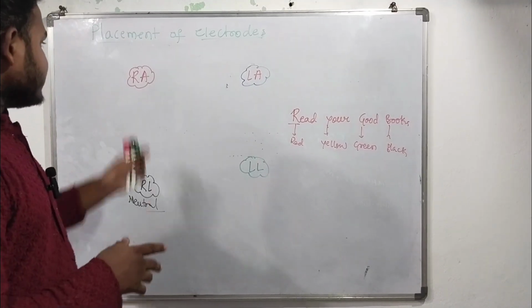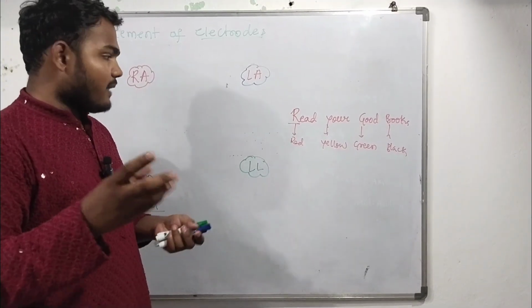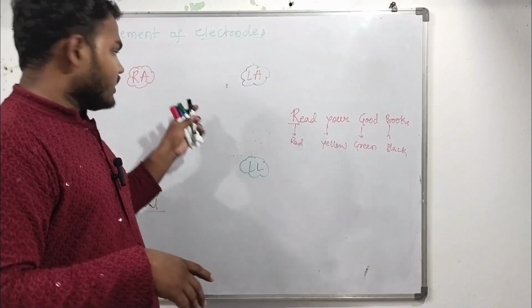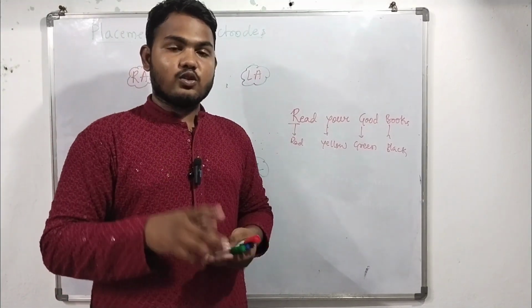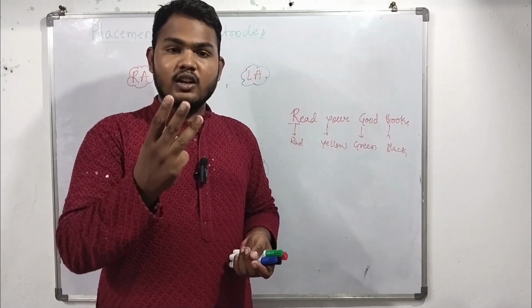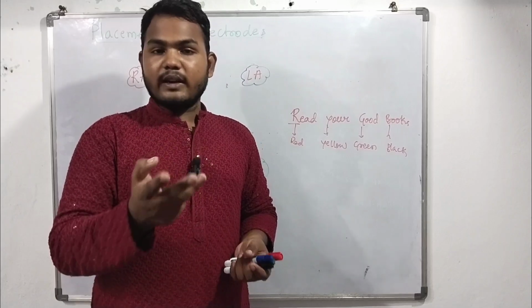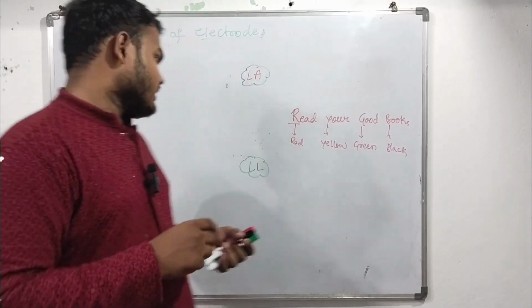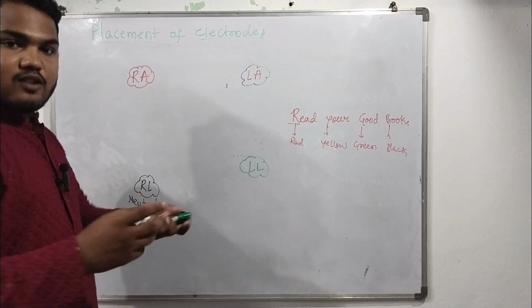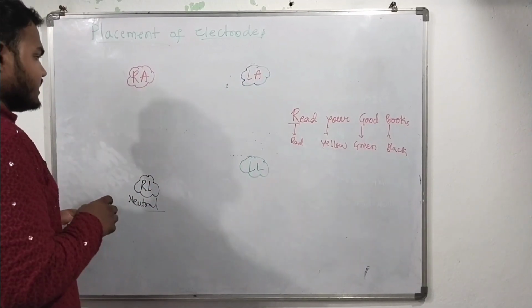Now these 4 electrodes, how do they form 3 bipolar leads and 3 unipolar leads? The limb leads are divided, they are a total of 6 limb leads, divided into 3 bipolar leads and 3 unipolar leads. The unipolar leads are also known as augmented leads. How do 4 electrodes form 6 limb leads? We will see here.